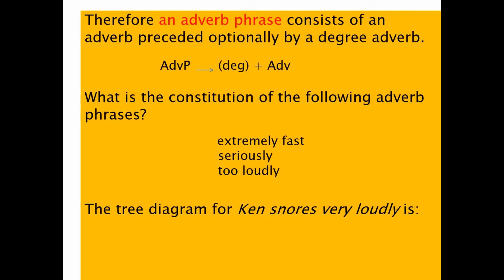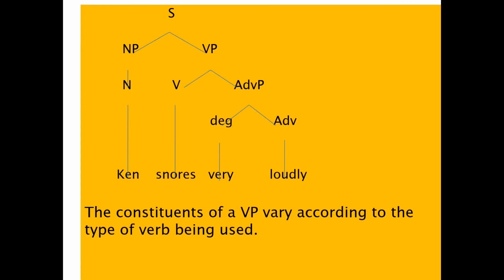The tree diagram for Ken snores very loudly. So now we have to consider the tree diagram and see how it is represented. We have sentence, noun phrase, verb phrase. In the noun phrase, we have the noun, which is a proper noun, Ken, and the verb, which is snores. Then the verb phrase is modified by an adverb, so we say adverb phrase. We have degree, that is adverb of degree, and then we have adverb. So it becomes Ken snores very loudly.